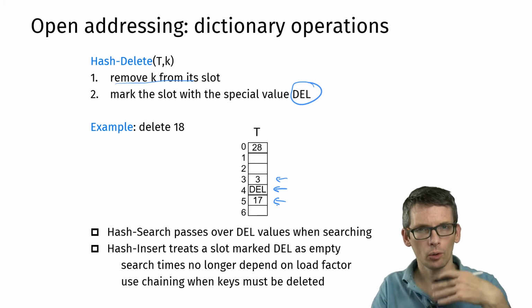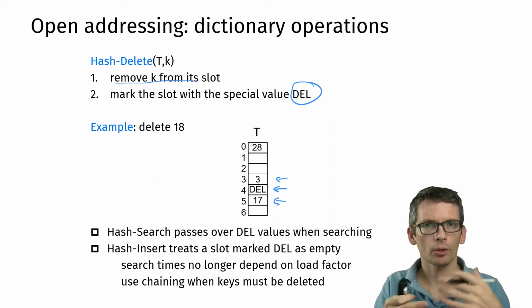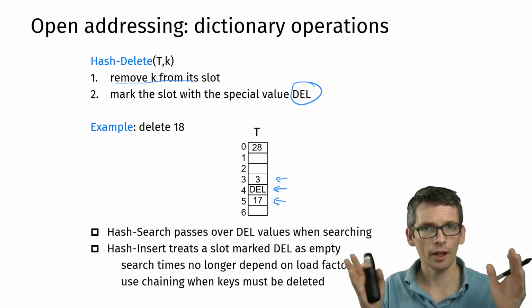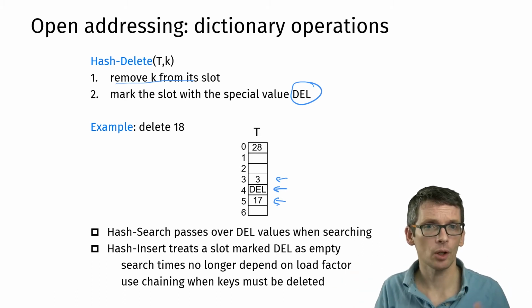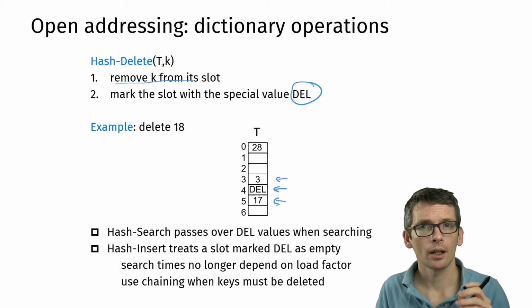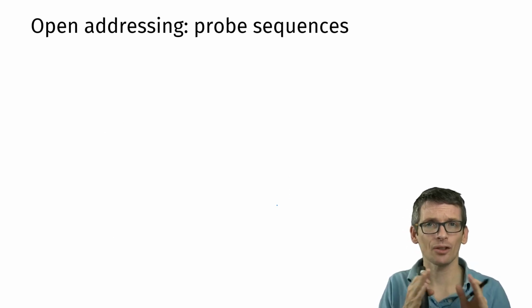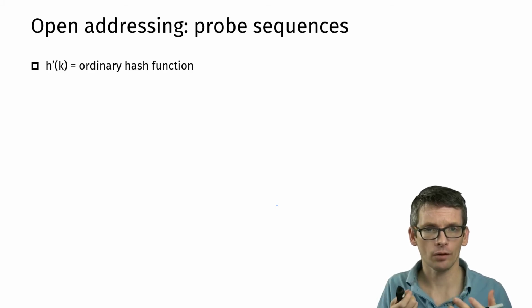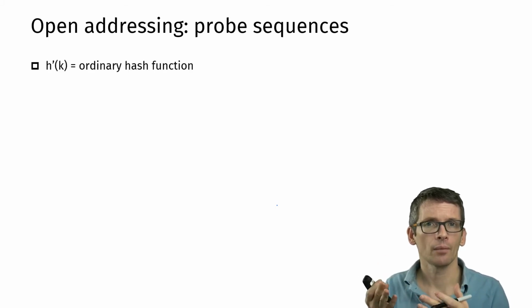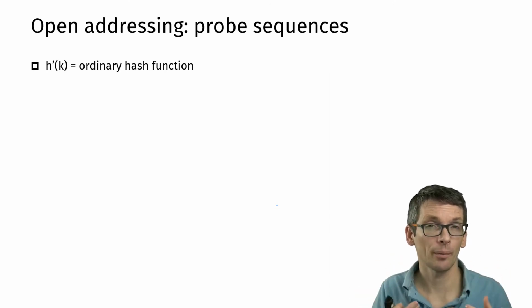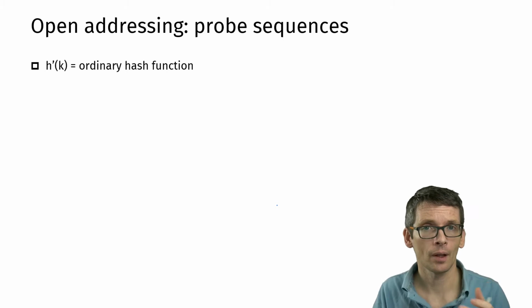Alternatively, you could do something where at some point you clean up your table. But if you want to keep things simple, if there's lots of deletions, simply use chaining. Now let's talk about probe sequences. So what are suitable probe sequences? We are going to have an ordinary hash function, h prime of k, and there we can simply use hash functions as you would use them also for chaining.